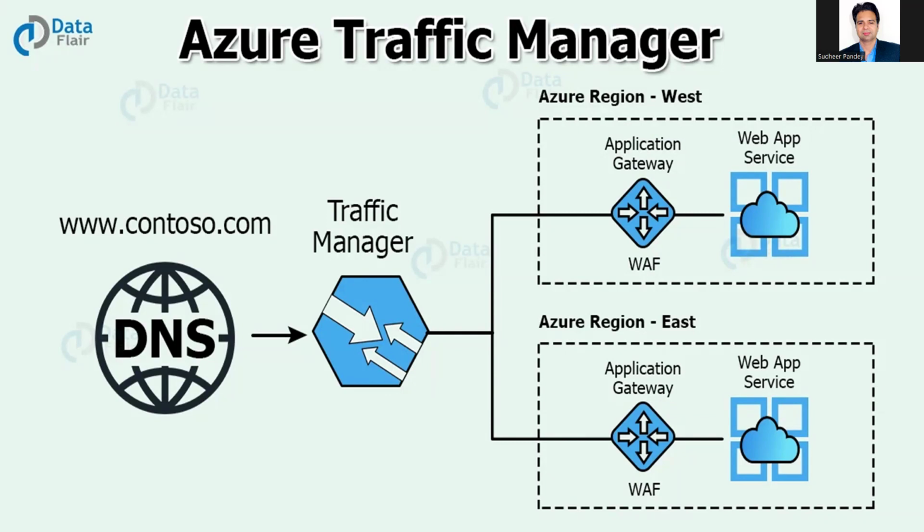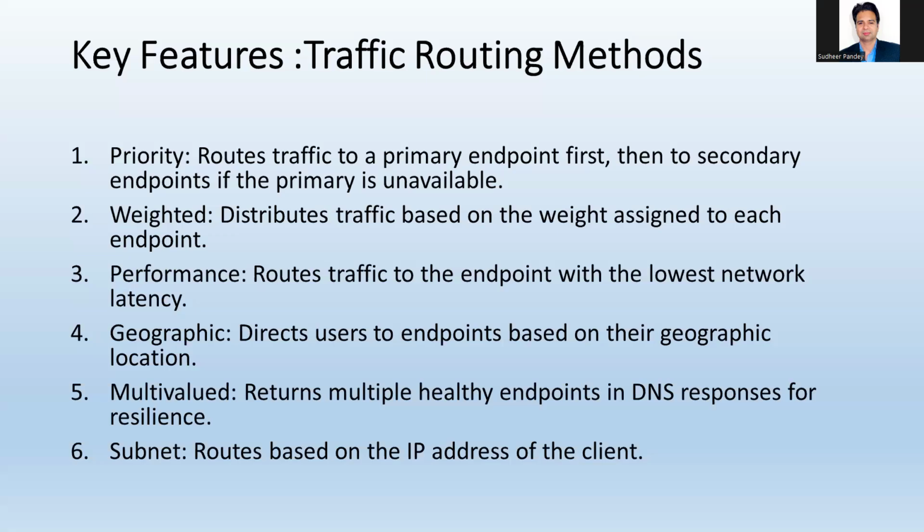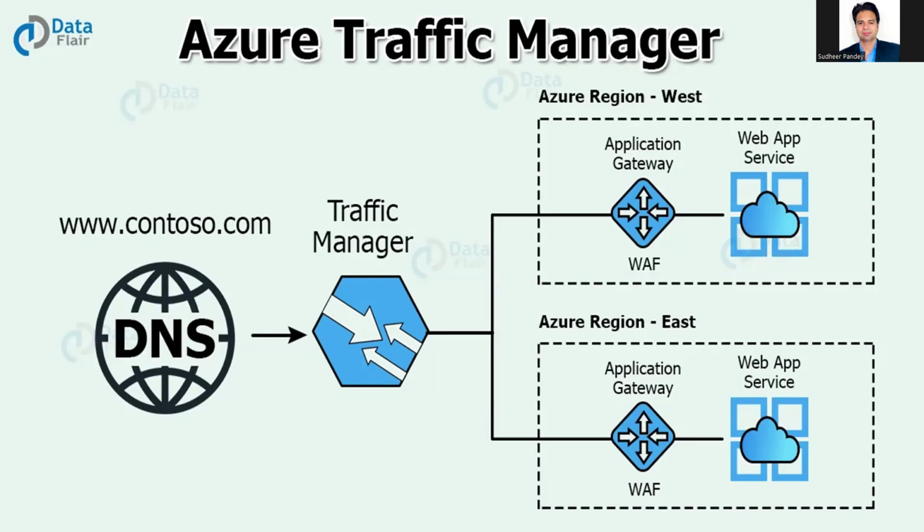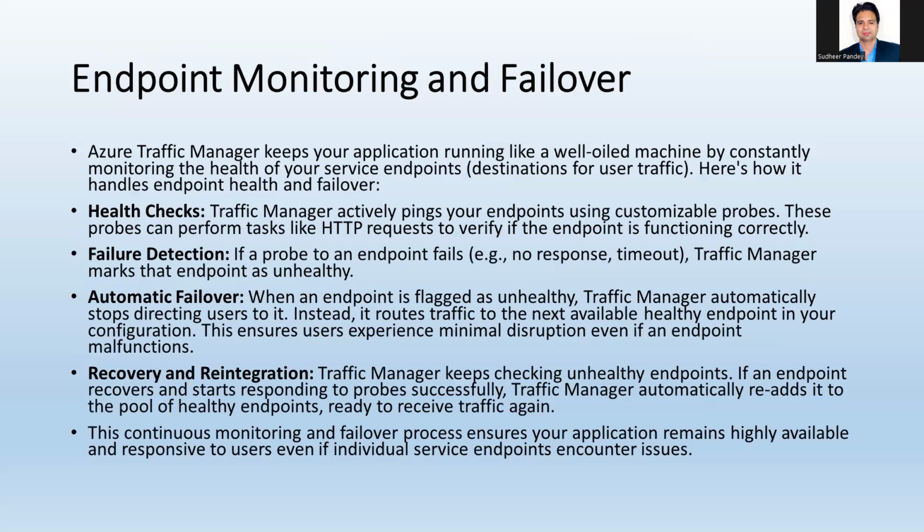Now, the kind of routing, as I spoke about in our previous slide, based on your need might have been defined. Which kind of routing? Like priority, weighted, performance, geographic, multi-valued, or subnet. So these are purely dependent on the configuration and one's need.